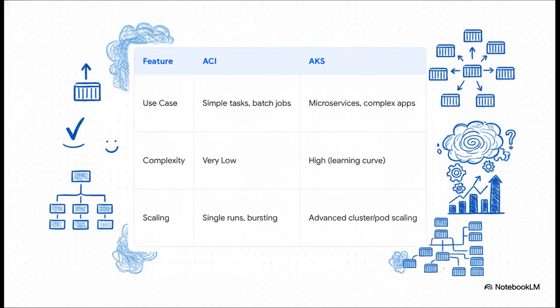And this table just lays it all out perfectly. Just look at that complexity row. ACI is dead simple. You're up and running in minutes. AKS is powerful, but Kubernetes definitely has a learning curve. So the choice here becomes really clear. If you have a simple, one-off container task, ACI is your hero. But if you are building a big, complex microservices platform that has to scale and be super resilient, you invest the time to learn AKS. It's worth it.